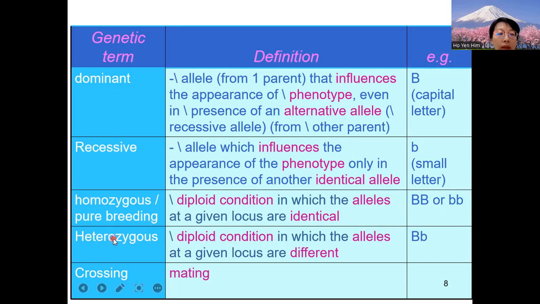Heterozygous means the two alleles under consideration are different. It is the diploid condition in which the alleles at a given locus are different. That means at the same locus, they are different alleles, so it's called heterozygous. The moment we say crossing, it means mating between the two parents. We cross the parents to get the offspring; when the parents mate, the gametes fuse to form offspring, so offspring will be produced. So that's the meaning of crossing, which means mating.